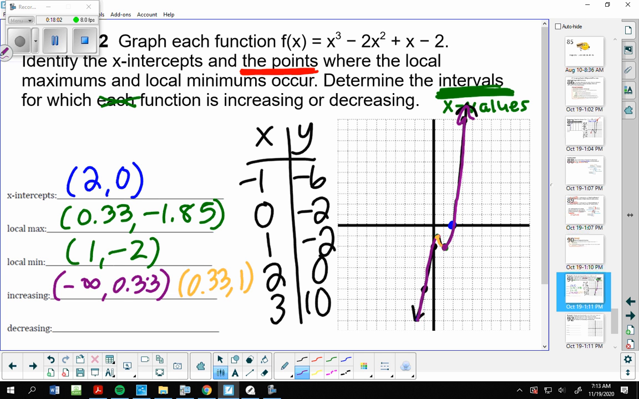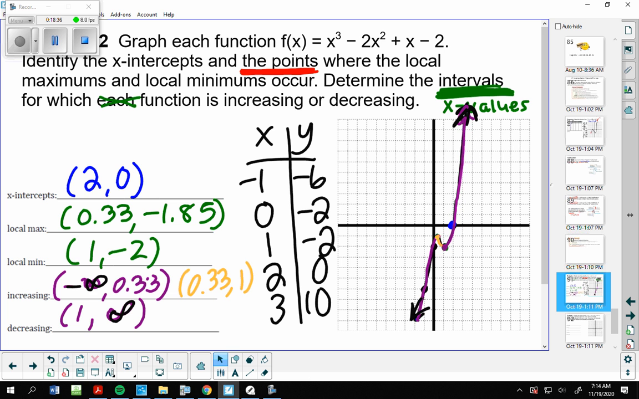So the x value of my local min is 1, and then up to positive infinity. For your increasing, decreasing intervals, again, you're always talking about the x values. It's always going to start with negative infinity and end with positive infinity, because that's the end behavior here. And then you're always going to use the x values of your local max and min points, because that's where your turning points are, at the local max and local min points.